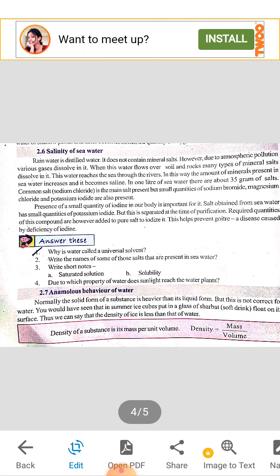So students, rainwater is distilled water. You all have heard about distilled water. Distilled water is the purest form of water. Then we are calling rainwater also distilled water. Why are we calling rainwater distilled water?